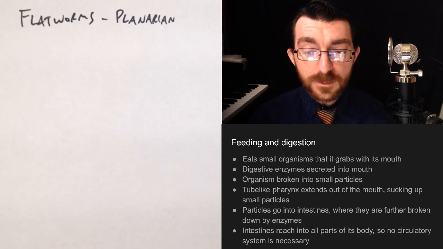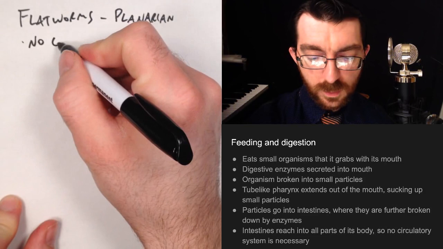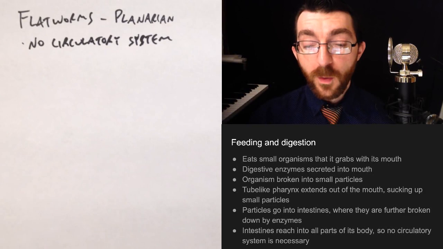And then this part is worth taking note of. So the intestines reach into all parts of its body, so no circulatory system is necessary. So why doesn't it need a circulatory system if its intestines reach into all parts of its body?